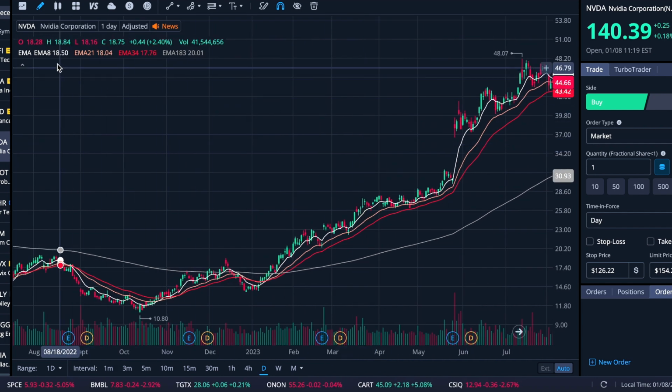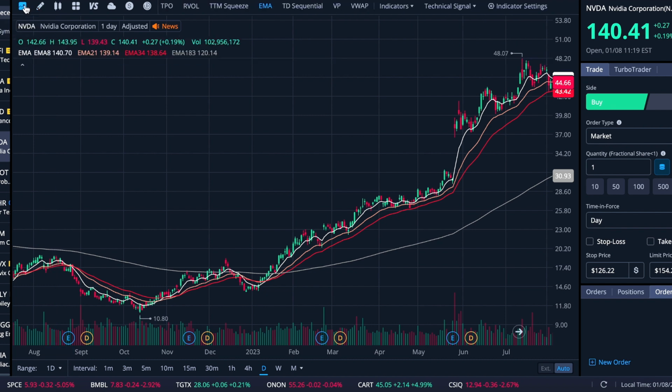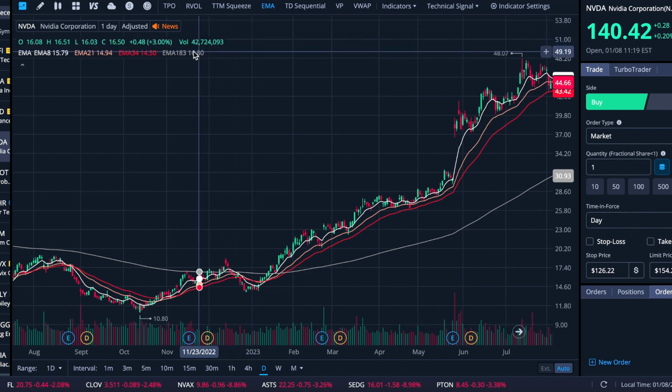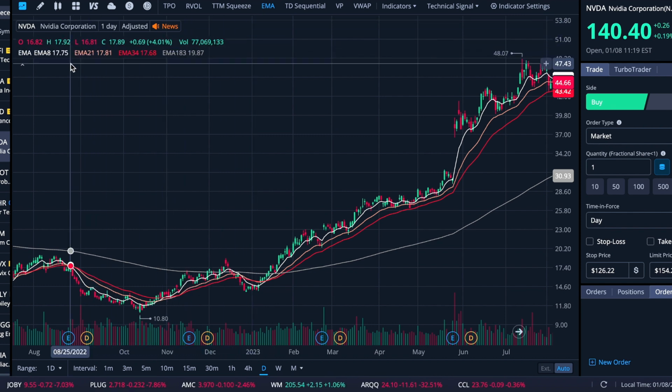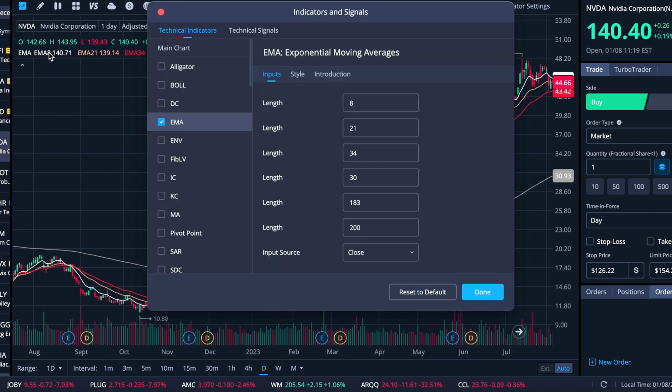Now, the way that I set it up is I set up the EMAs. On Webull, for example, you just come into indicators, you select EMAs, and then it'll give you options on how you want to set it up, like what time frames and whatnot that you want. So I have the length of the EMAs 8, 21, and 34. Ignore the 30, ignore the 200 because I don't have those active. I'll show you in a moment. And the 183. So I have 4 EMAs: 8, 21, 34, and 183.